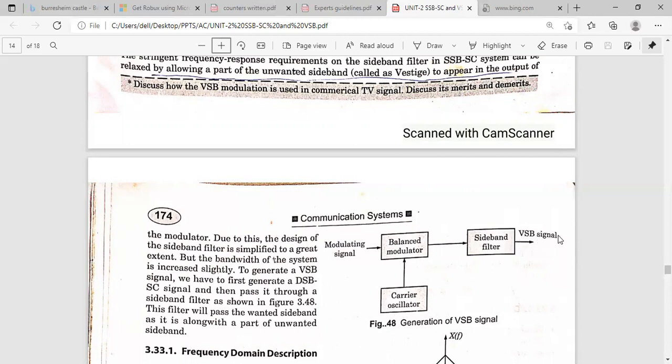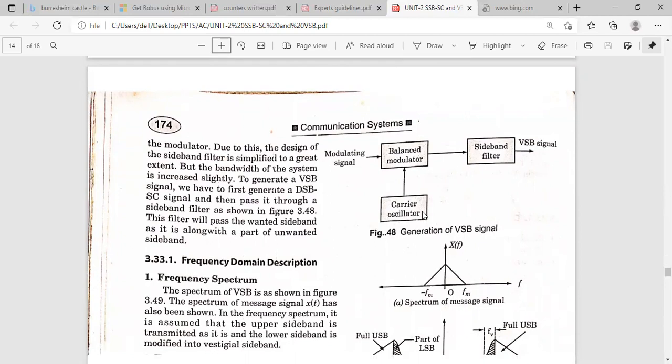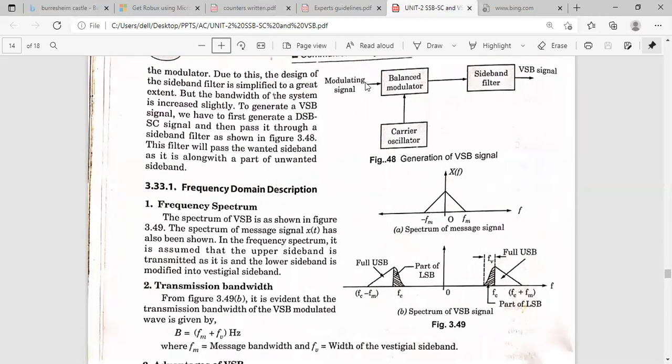VSB signal. So what does this sideband filter do? It also transmits some portion of the unwanted portion. Okay, so that is the generation of the VSB SC signal. Here you can observe whatever input we are giving, that is the modulating signal. This is the spectrum of the modulating signal, and the VSB signal looks like this.